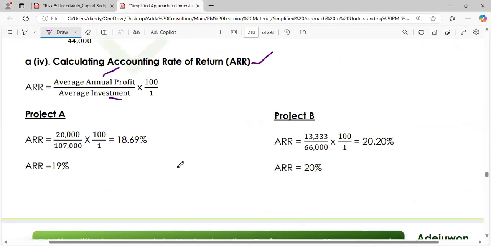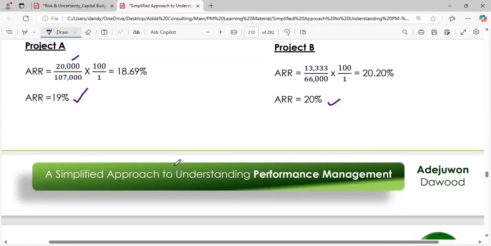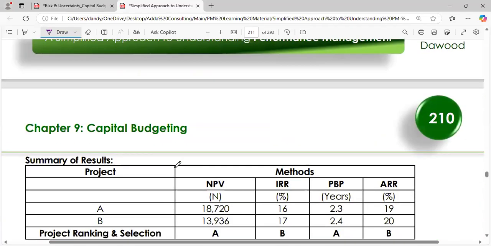So put it in the formula of accounting rate of return. Average annual profit for project A is 20,000. Average investment is 107. So at the end of the day, we got accounting rate of return of 19% approximately for project A. We got 20% for project B. That is it. So finally, what you need to do now is to put your answer in a table because you have used NPV, internal rate of return, payback period, and accounting rate of return. To have a good presentation, just put all your answers in a summary table.